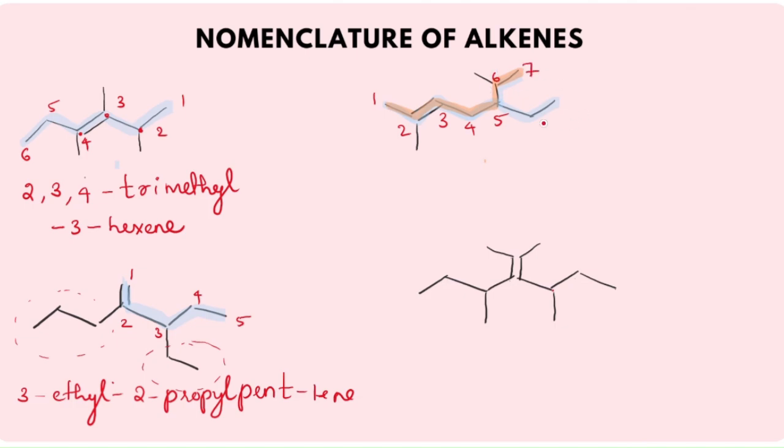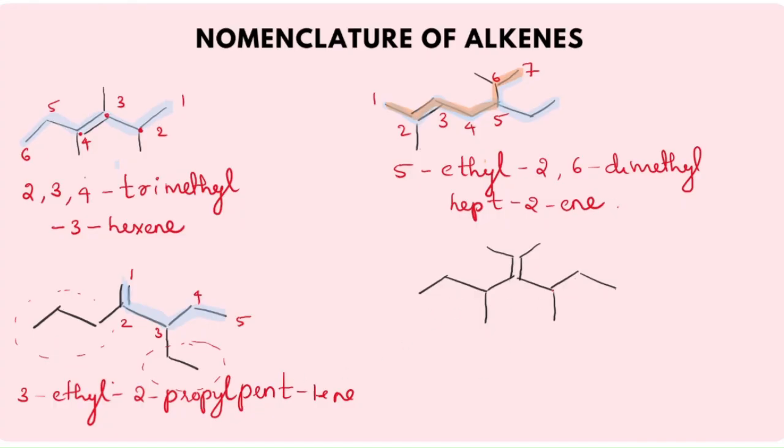6 and 7. Now, we have 2-methyl and ethyl. So, ethyl alphabetical priority. 5-ethyl, 2,6-dimethyl. And there are 7 carbons. Therefore, hept-2-ene.